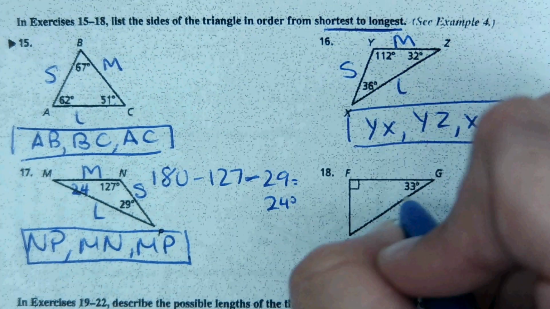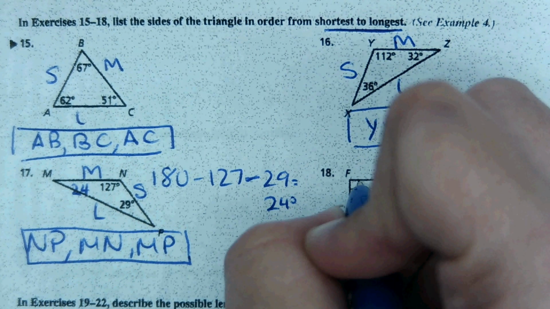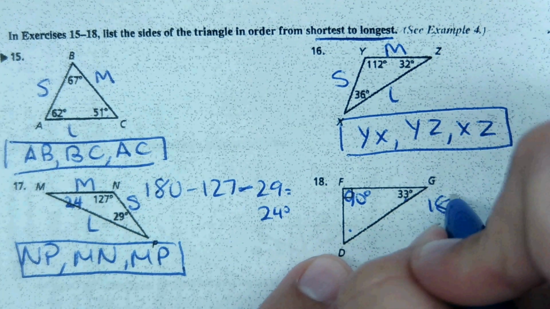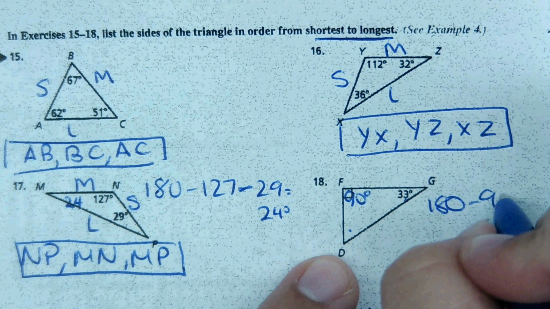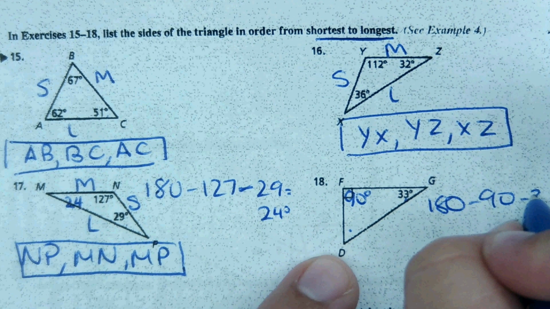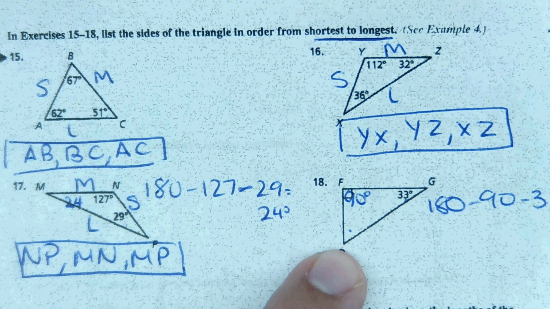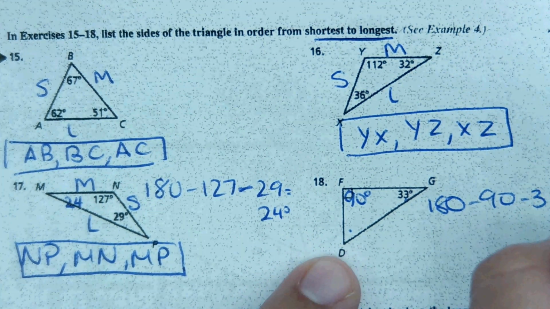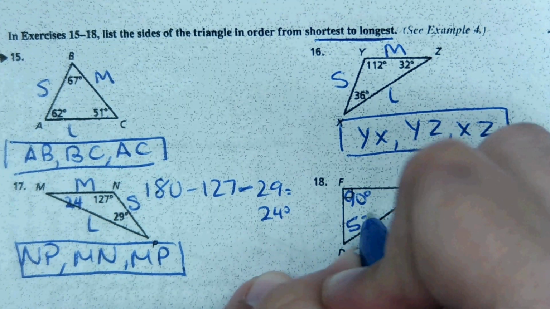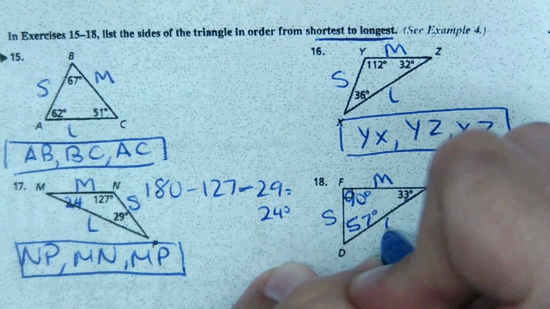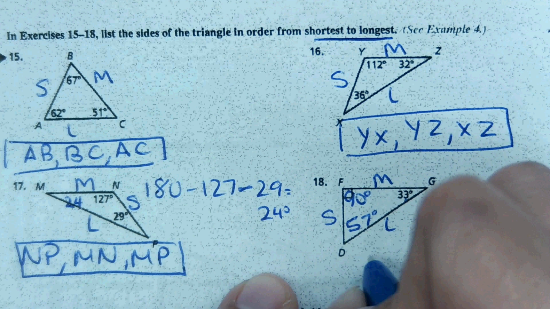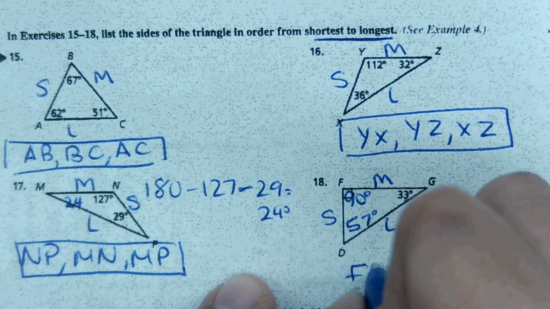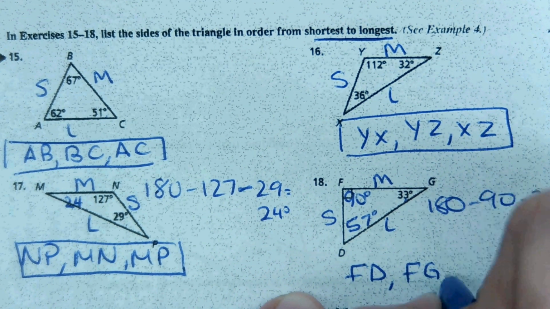And 18, they did the same kind of thing. They showed one angle, they showed this one, which would be 90 degrees, and you have to solve for the third. 180 minus 90 minus 33 comes out to 57. So then this here would be short, medium, long. So FD, FG, DG.